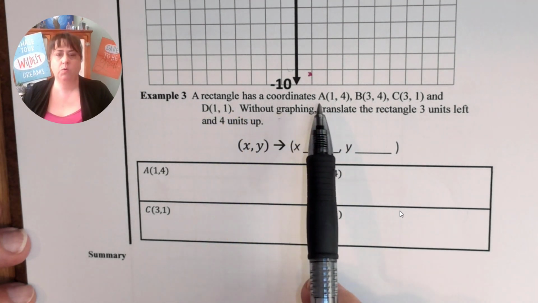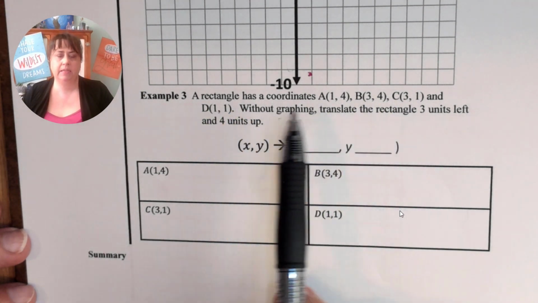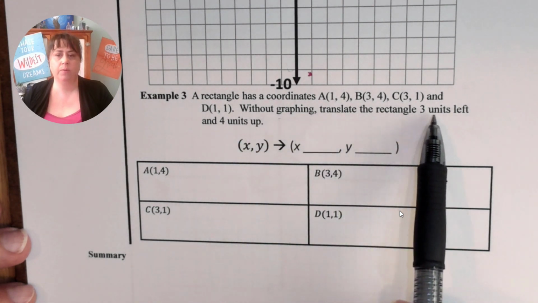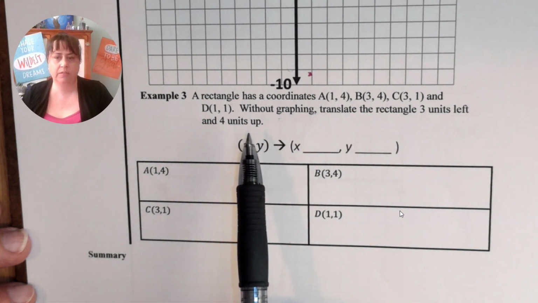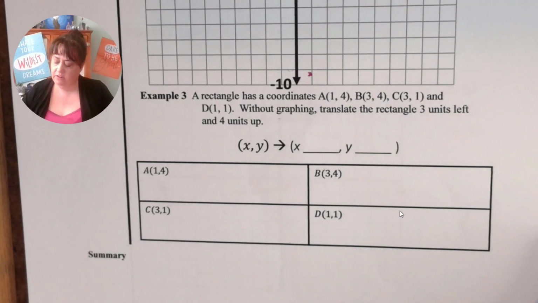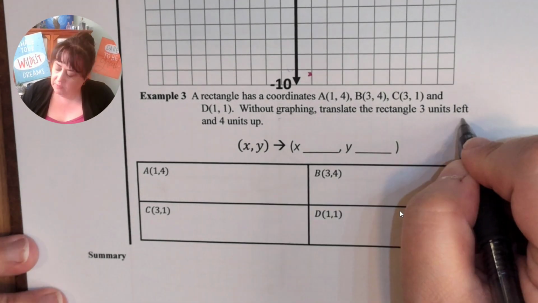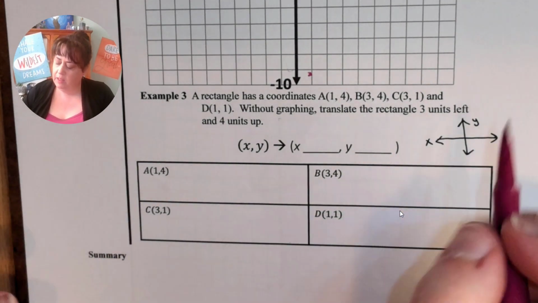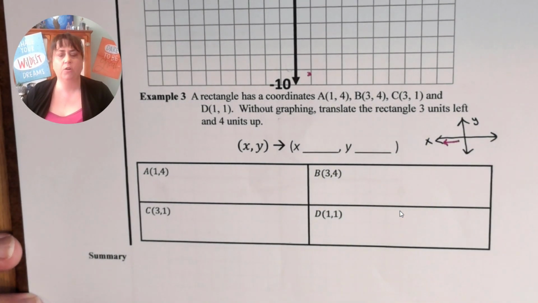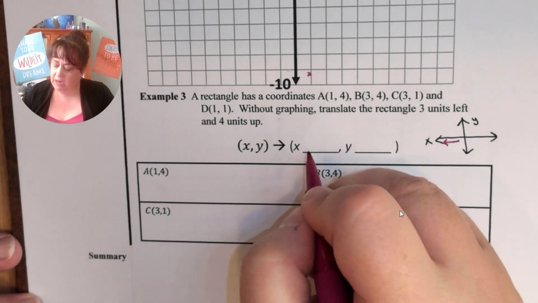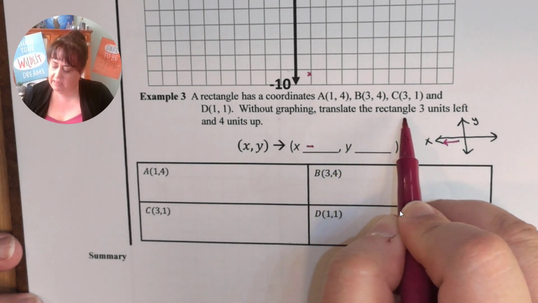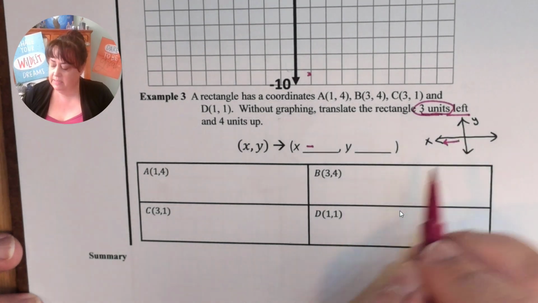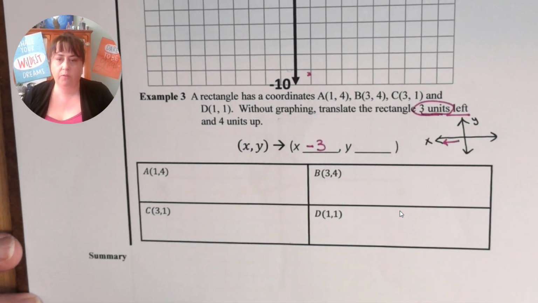A rectangle has coordinates A, B, C, and D. Without graphing, translate the rectangle 3 units left and 4 units up. So if I stop and just think about this for a second, let's make a mini coordinate plane. If I'm going to move to the left, is that adding or subtracting? That would be subtracting. How much am I subtracting? I'm subtracting 3 units. 3 units left means I'm subtracting 3.